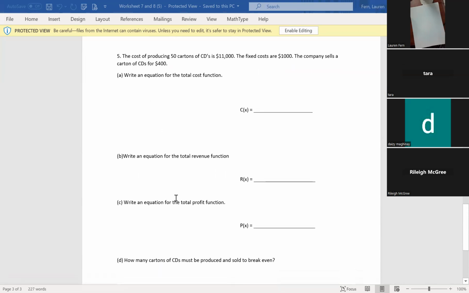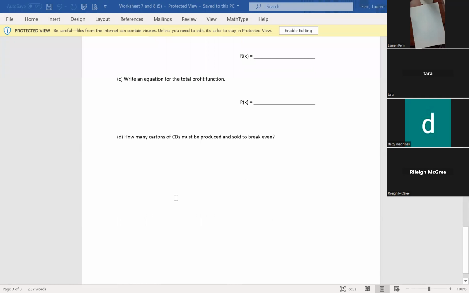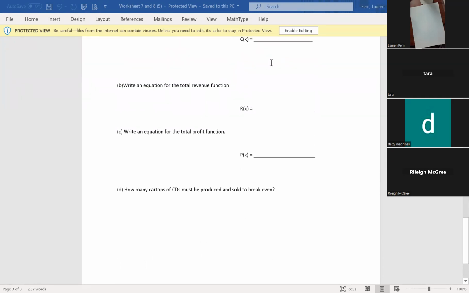this is a cost, revenue, profit, break even. Okay, so this is what your next worksheet consists of. It's not due until after Thanksgiving. We can talk about it next week for sure.